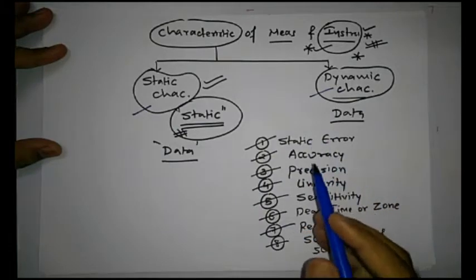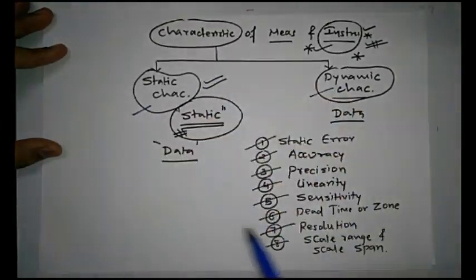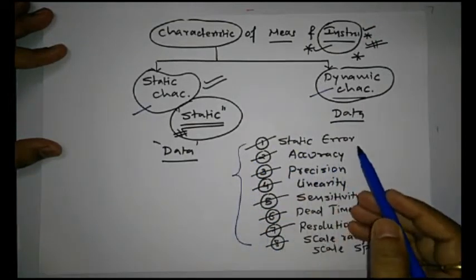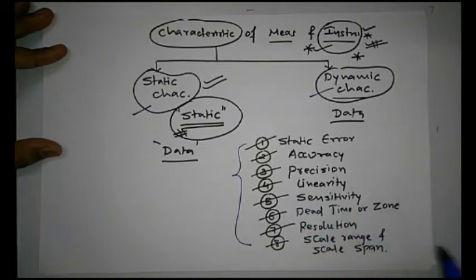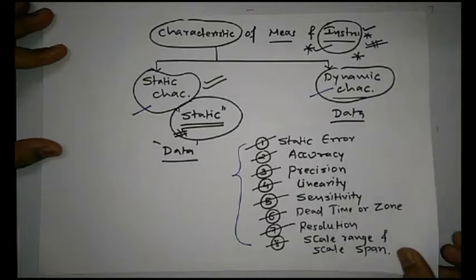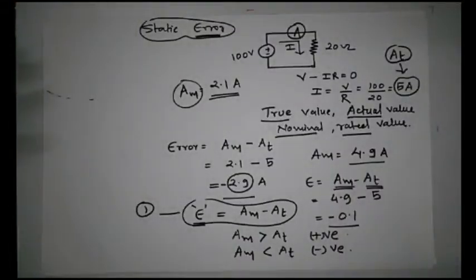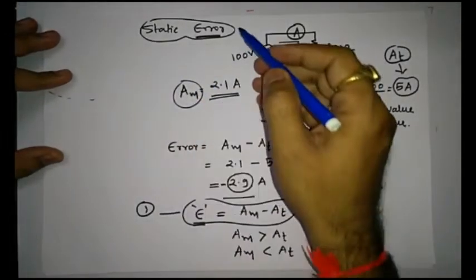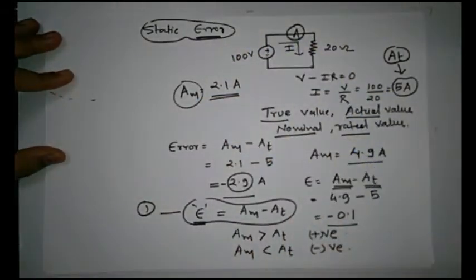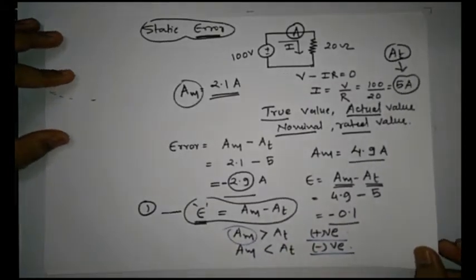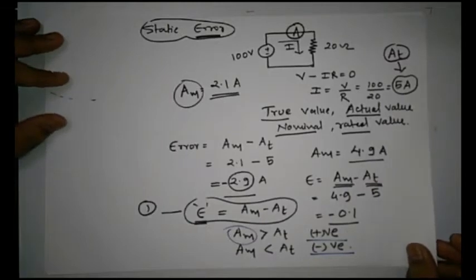And in your syllabus we mainly deal with static characteristics, and these are the operating parameters of static characteristics like static error, accuracy, precision, linearity, sensitivity, dead time, dead zone, resolution, scale range and scale span. And we also discussed the meaning of error, the meaning of static error. Then the static error may be positive or it may be negative depending upon the value of true value, or you can say measured value. And the last topic which we covered is correction factor.